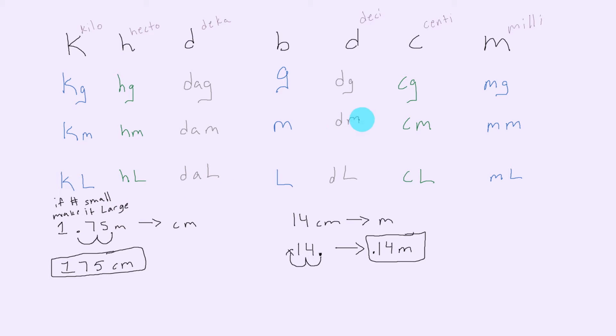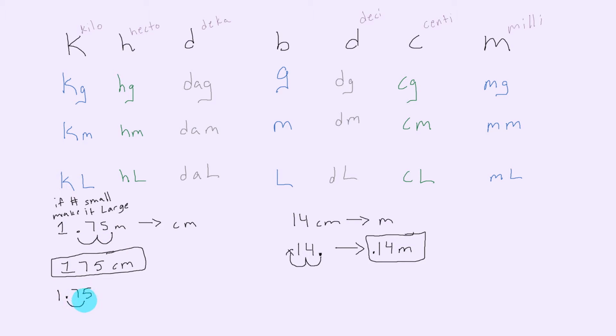Well, you can do that by moving to the right along this table. But there's a mathematical way of doing it. Just think about multiples of 10. If we're moving 2 spaces to the right, we've got to move that decimal 2 spaces to the right. So let's take 1.75 again, 1.75 meters.